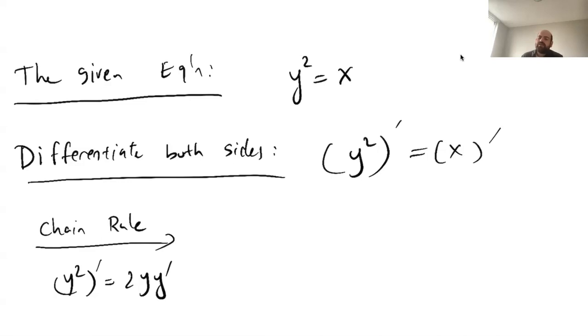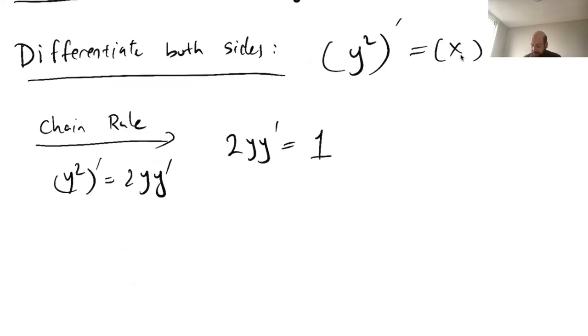What was u in the statement of the chain rule? U was a function of x. Well, here y is a function of x. So instead of the letter u, I'm using the letter y, but still the same concept, so I still have to apply the chain rule. The derivative of y squared is 2y multiplied by y prime. So 2y y prime equals the derivative of x, which is 1. And then that gives y prime equals 1 over 2y.